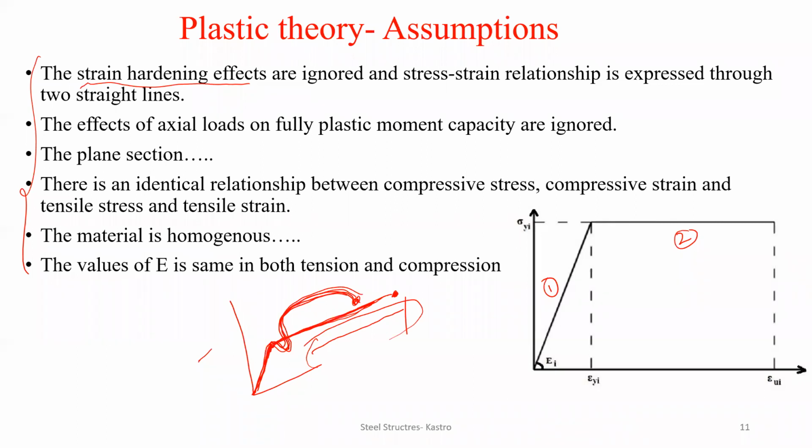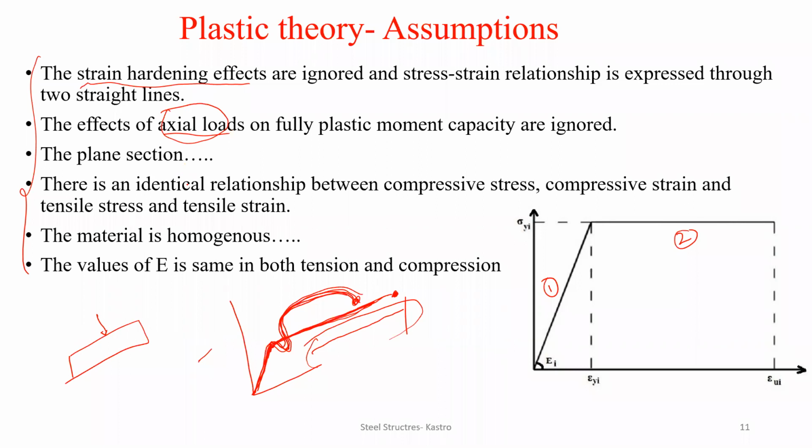And the second assumption is that the effects of axial loads on the fully plastic moment are ignored. Why are we excluding the effect of axial load? On beams you have only transverse loads, you don't have axial loads. So since you don't have axial loads, you are going to avoid the effect of axial loads on the fully plastic moment capacity of a section. And the third assumption is that plane sections remain plane before and after bending. That you know, right? Plane sections remain plane before and after bending.